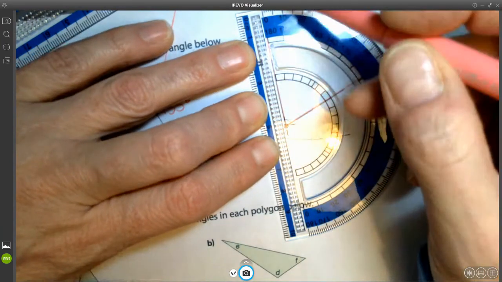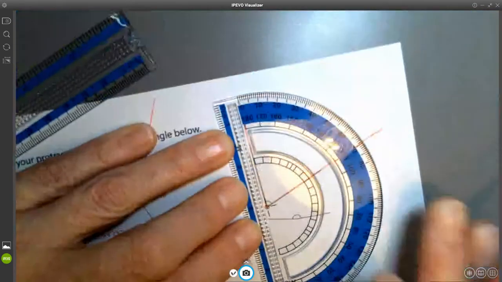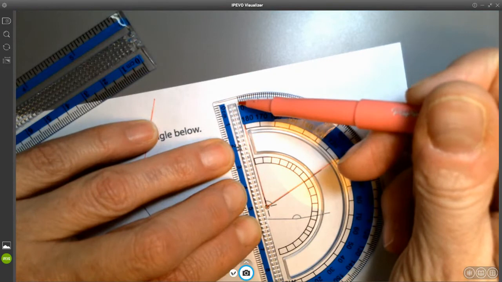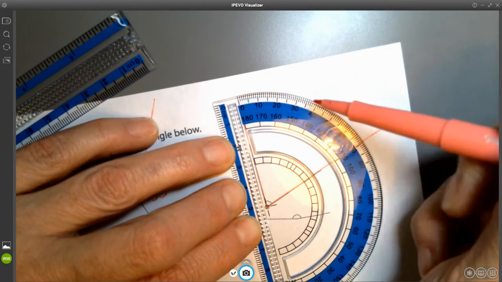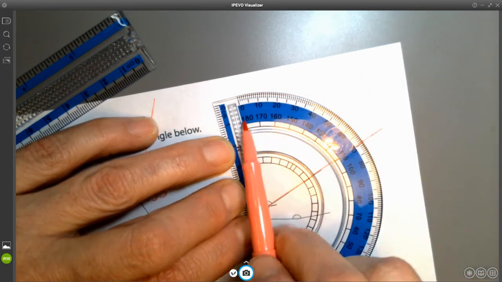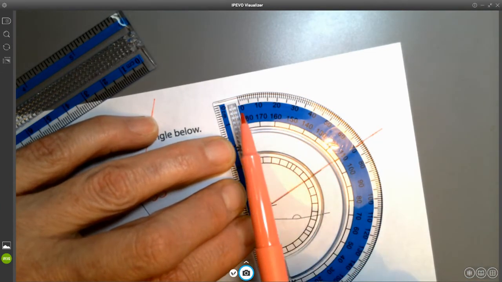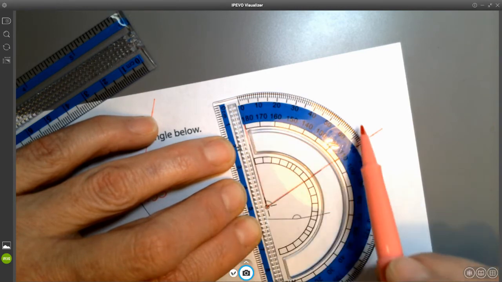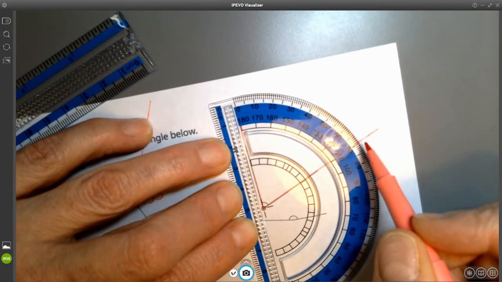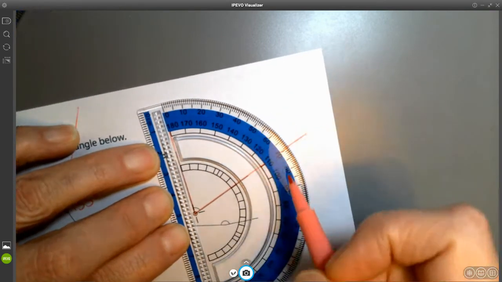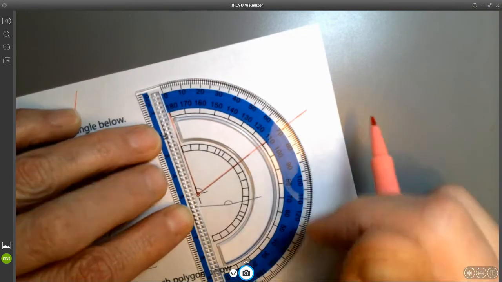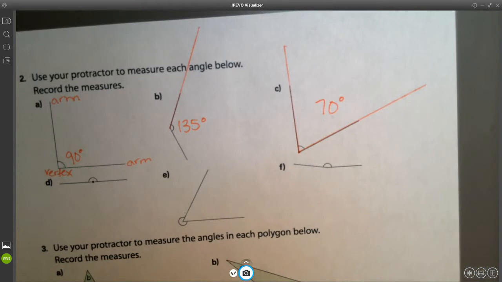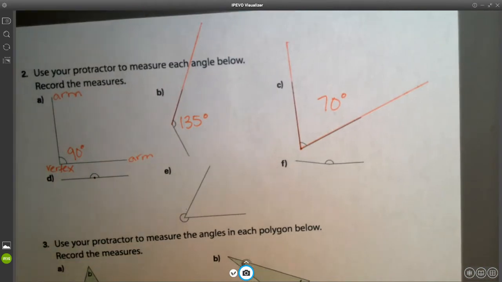Okay, now you see this time when I look at where this arm goes on the baseline, I see that my zero is on the outer scale. So this time I want to use the outer scale to measure the size of this angle. Okay, because I don't want to count backwards from 180 degrees. I want to count forwards from 0 degrees. So I'm going to follow along until I find the point where my other arm intersects with the, there, that's easier to see, with the outer scale on my protractor. And this one's at 70 degrees. So all right, 70 degrees there. So now you see we've done the first three questions of your homework to demonstrate how this works.